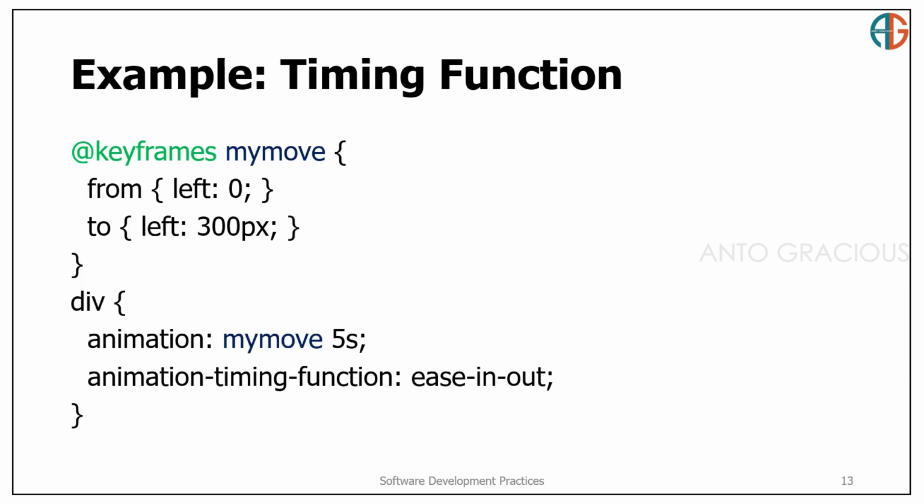Here is an example where a div element moves horizontally over 5 seconds using the ease-in-out timing function. This creates a smooth acceleration and deceleration, enhancing the natural flow of the animation.